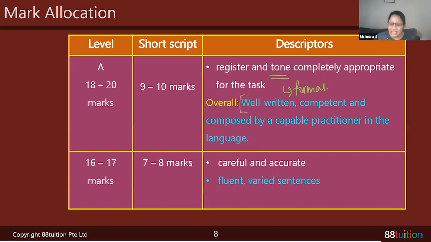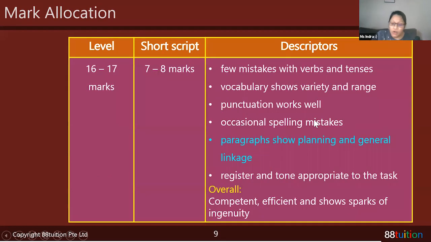Now for the tier that's slightly below, you have very fluent, very vivid sentences that are mostly careful and accurate. Remember, the key thing here is to have very good organization, and of course, you link from one paragraph to the other. You need to be very ingenious in your essay writing. You have to be very intelligent in what you actually choose to say.